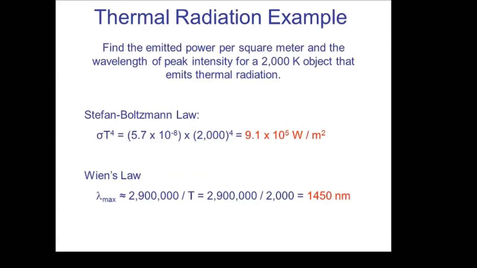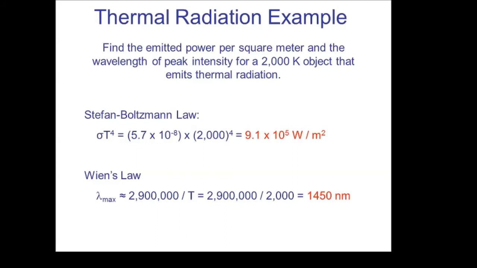For Wien's law, do the same thing. We plug in the temperature. So we have 2.9 million divided by 2,000. The number we get out of that is always going to be in nanometers. This is 1,450 nanometers.